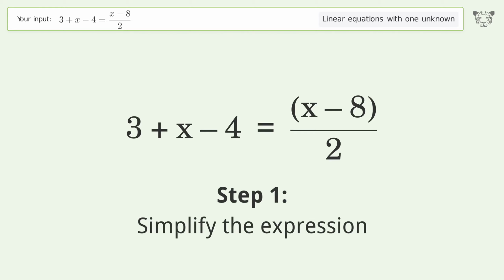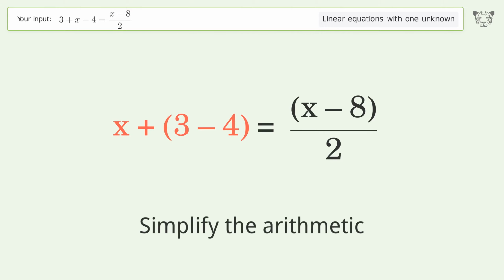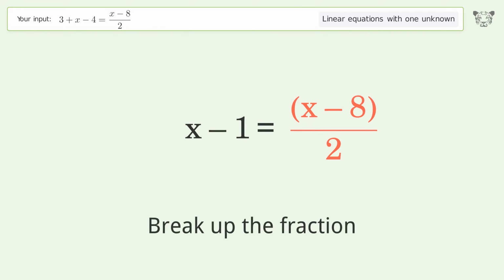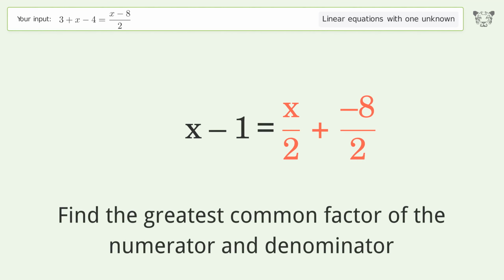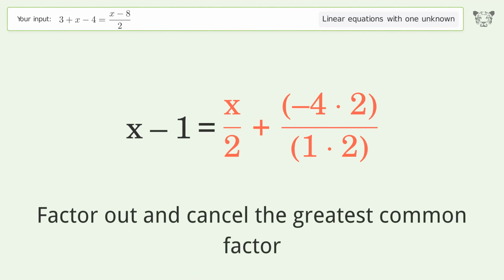Simplify the expression. Group like terms. Simplify the arithmetic. Break up the fraction. Find the greatest common factor of the numerator and denominator. Factor out and cancel the greatest common factor.